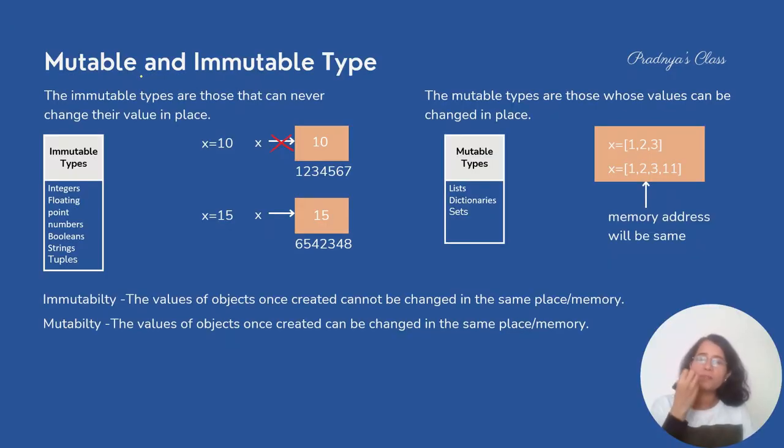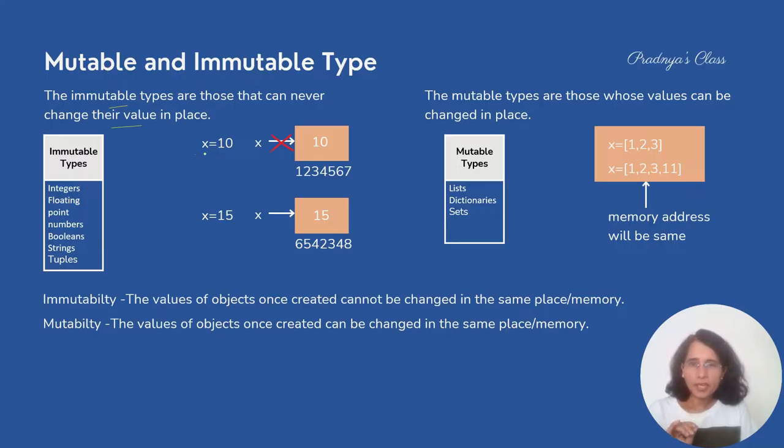Okay, let me explain one of the main concepts related to these data types, which is mutability and immutability. So what is a mutable data type or immutable data type? Okay, first let's try to understand what is immutable. Immutable types are those that can never change their value in place.